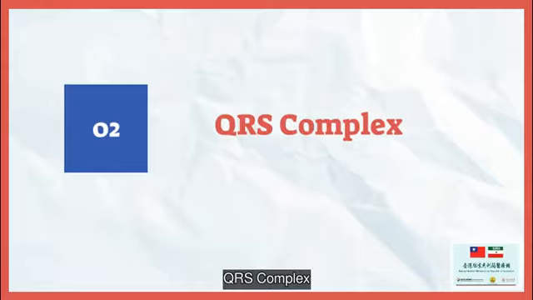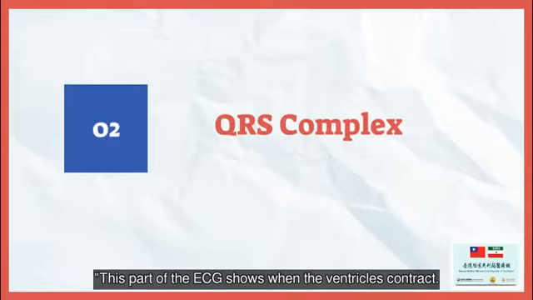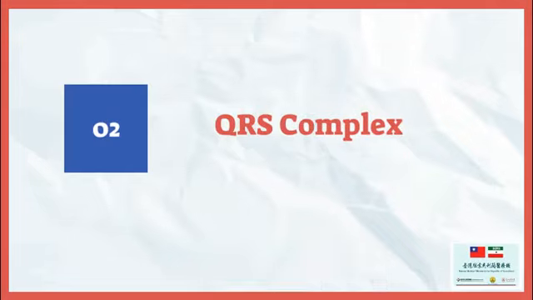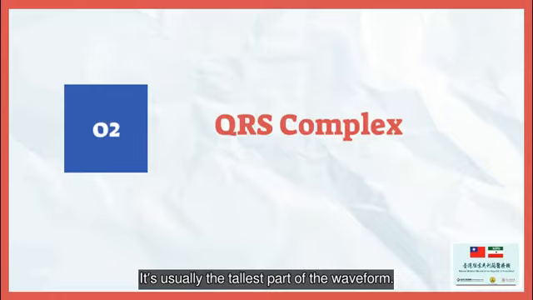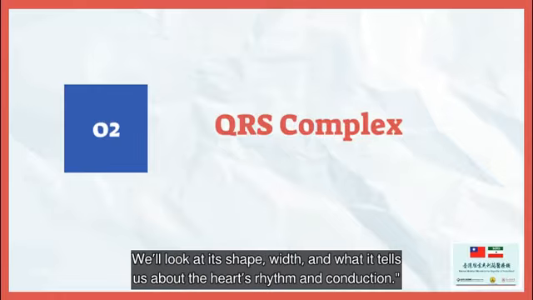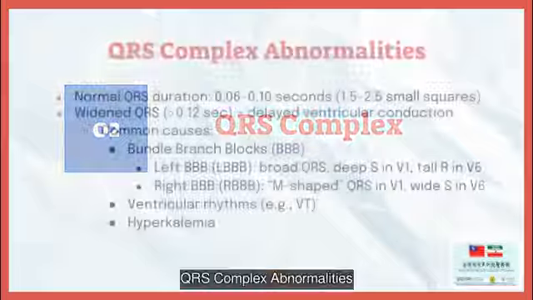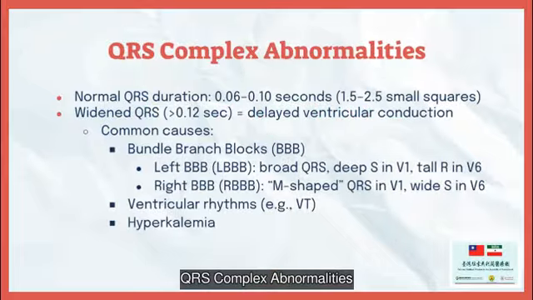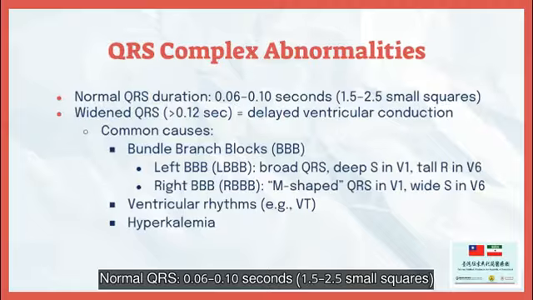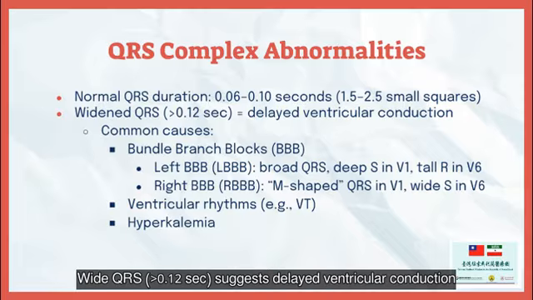QRS complex. This part of the ECG shows when the ventricles contract. It's usually the tallest part of the waveform. We'll look at its shape, width, and what it tells us about the heart's rhythm and conduction. QRS complex abnormalities. Normal QRS, 0.06 to 0.10 seconds, 1.5 to 2.5 small squares. Wide QRS, greater than 0.12 seconds, suggests delayed ventricular conduction.